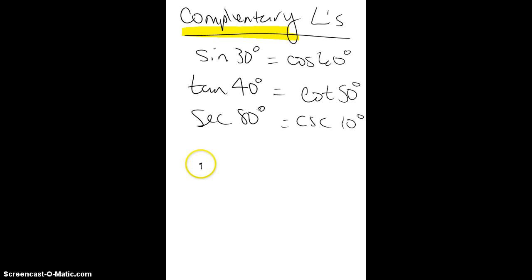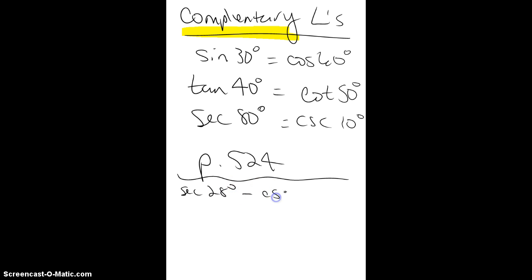If you want to look on page 524 in the Sullivan book, it lists all these complementary angles, and we can use these to actually solve some problems. For example, say I give you secant of 28 degrees minus cosecant of 62 degrees, and the directions say something like simplify. Well, you can change either one, but I'll use a complement, which would go with cosecant of 62 degrees minus cosecant of 62 degrees, and obviously that's going to give you 0.